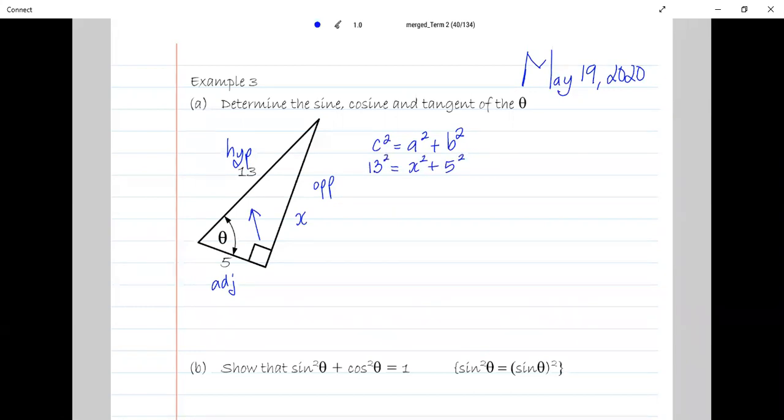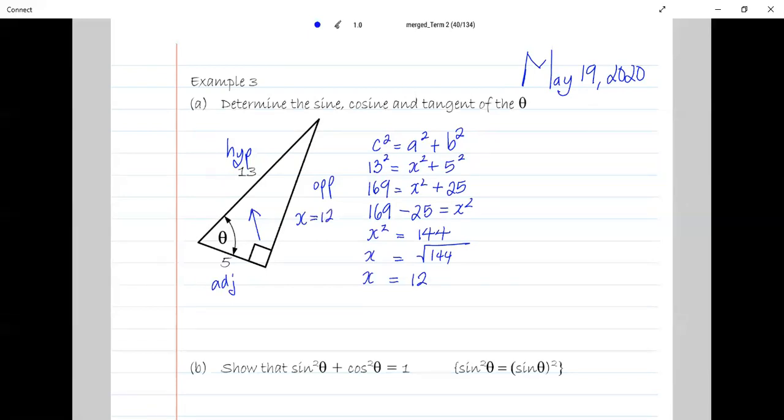13 squared is 169. This is x squared. 5 squared is 25. Positive 25 goes over and becomes negative. So I have 169 minus 25 is equal to x squared, and so x squared is equal to 144. The opposite of square is square root. So x is the square root of 144, and so x is equal to 12. So x here is 12.